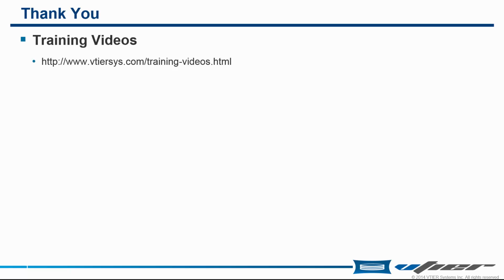This concludes our presentation about VTIER 500K solid state array. VTIER 500K array is priced at $15,000 and delivers the best return on investment. Our arrays deliver the best price to performance ratio and price to capacity ratio in the current SSD arena.